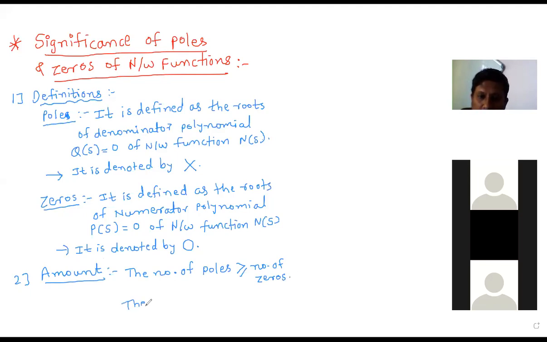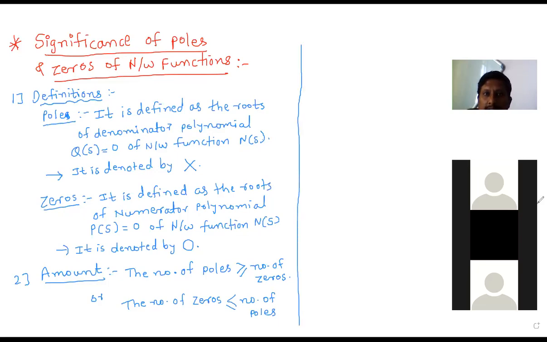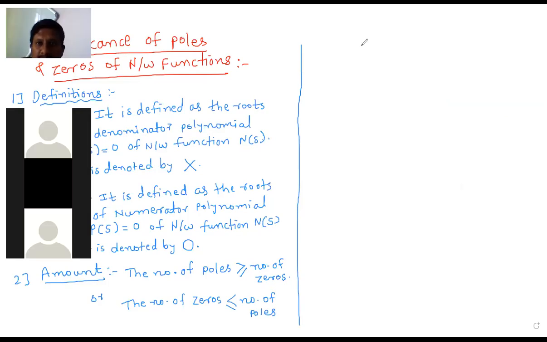Similarly, the number of poles are greater than or equal to the number of zeros, or the number of zeros are less than or equal to the number of poles. Like this, anyone you can use it. You can use either one of the two. That is the second significance. So any questions related to these two significances?